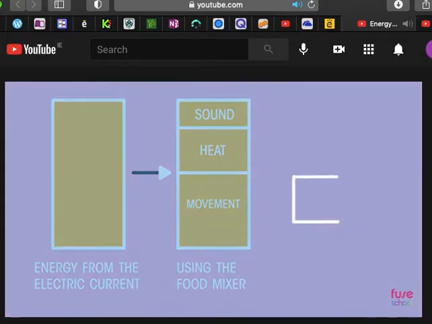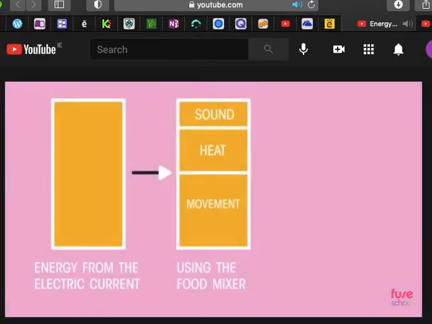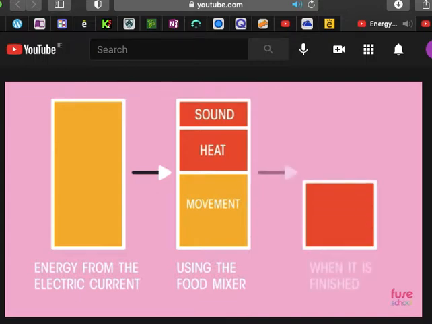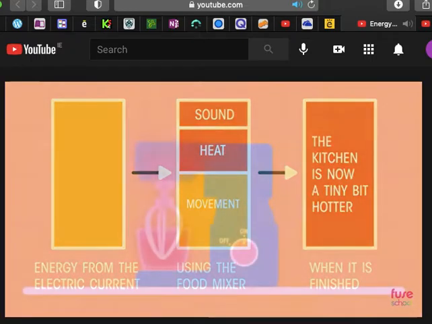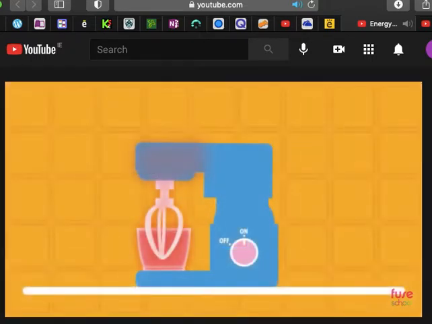Which of these energies is useful? Clearly, only the movement is useful. The sound and heat are wasted energy. And once the food is mixed, where is the energy now? It's been scattered as the sound is absorbed by the walls, making them a tiny bit hotter, and the warm food mixer gradually cools as its heat is spread into the room.